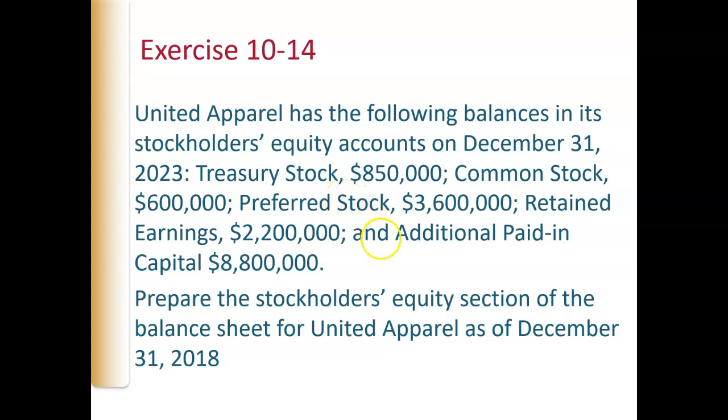United Apparel has the following balances in its stockholders' equity accounts on December 31st. Treasury stock is $850,000. Common stock is $600,000. Preferred stock is $3,600,000. Retained earnings $2,200,000, and additional paid-in capital $8,800,000. It gave us various accounts, and we need to prepare the stockholders' equity section of the balance sheet.